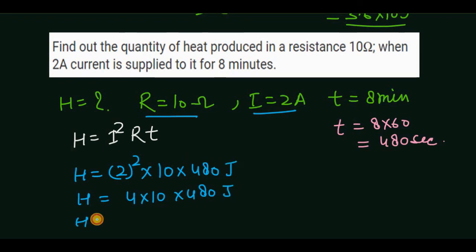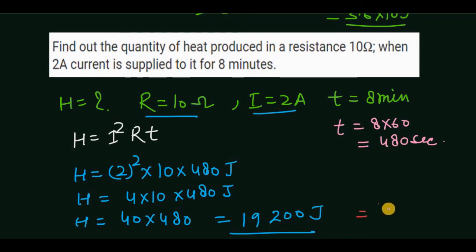Now H equals 40 into 480, and this will give you 2 zeros, and 4 eights are 32, and 4 fours are 16, and 3 makes 19. That much joules, or you can convert it into kilojoules by dividing by 1000, and that will come 19.2 kilojoules. So this is the answer.